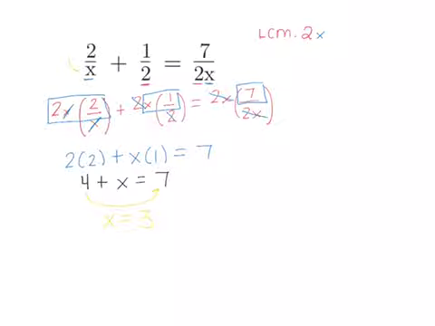Again, look at your denominators. It'll make this one 3, and it'll make this one 6, which is fine as long as it's not 0, so our solution is x is equal to 3.